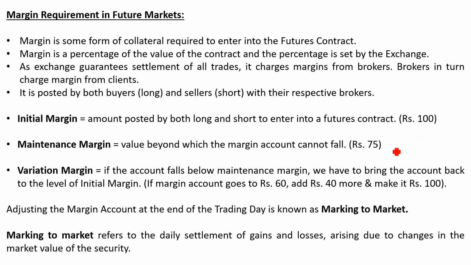So I'll repeat this. Minimum you have to post 100 in order to enter into a contract. This 100 will be adjusted for the daily price fluctuations. Sometimes you're going to earn money, sometimes you're going to lose money. So it will be adjusted for your daily profit and loss. If you're facing a loss, this 100 will come down. Till what amount can it come down? It can come down to only 75, which is your maintenance margin. If it comes down below 75, let's say it comes down to 60, then you have to post some more money and bring it back to the level of initial margin, which is 100. So if the margin account goes to 60, you have to post 40 more and bring it back to 100.